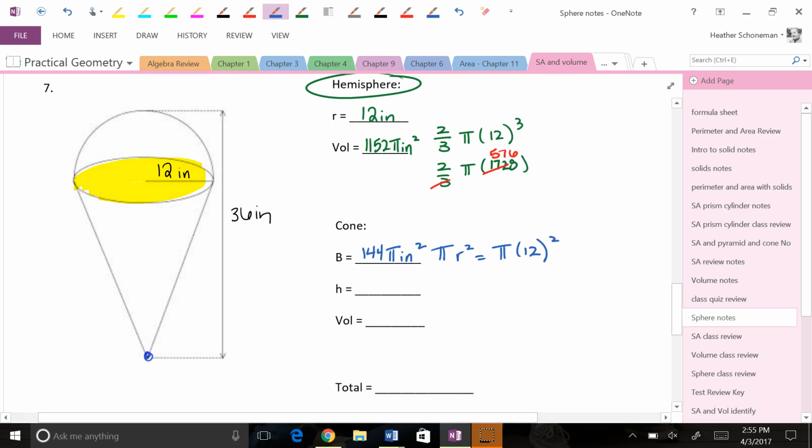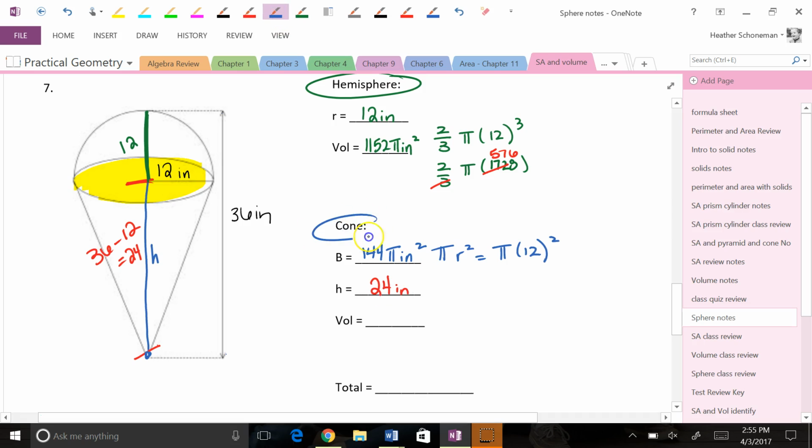Height. Height goes from the point to the center of the base. This is the height. Well, they gave us from the top of the ice cream to the bottom. Well, if we think about it, we actually know what this measurement is, even though they didn't give it to us. That is a radius. All the radii in this hemisphere are the same, so this has to be 12. And if it's 36 from top to bottom, and this is 12, to get this height here, we're going to do 36 minus 12, and we're going to get 24. So the height of my cone is 24 inches.